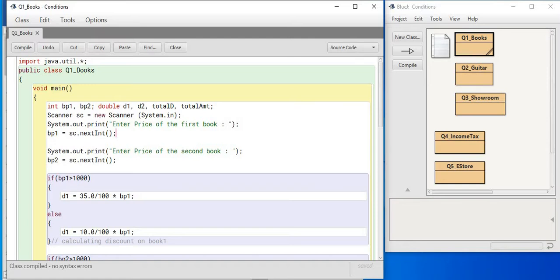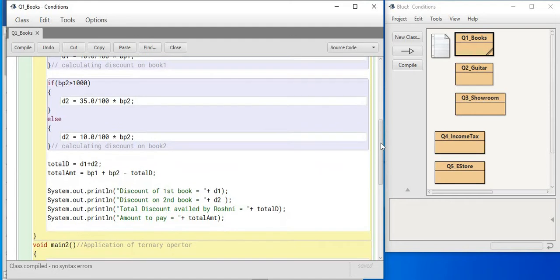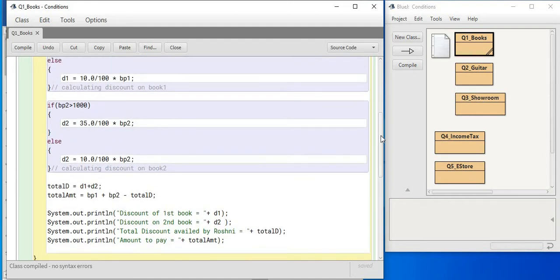So the data type matters. It can store fractions now. So enter the price of the books B1 and B2. If book price 1, BP1, is greater than 1000, then the discount is 35% of book price 1. Otherwise, the discount is 10% of book price 1. In the same way, if BP2 is more than 1000, then the discount is 35% of BP2, or else the discount is 10% of BP2.